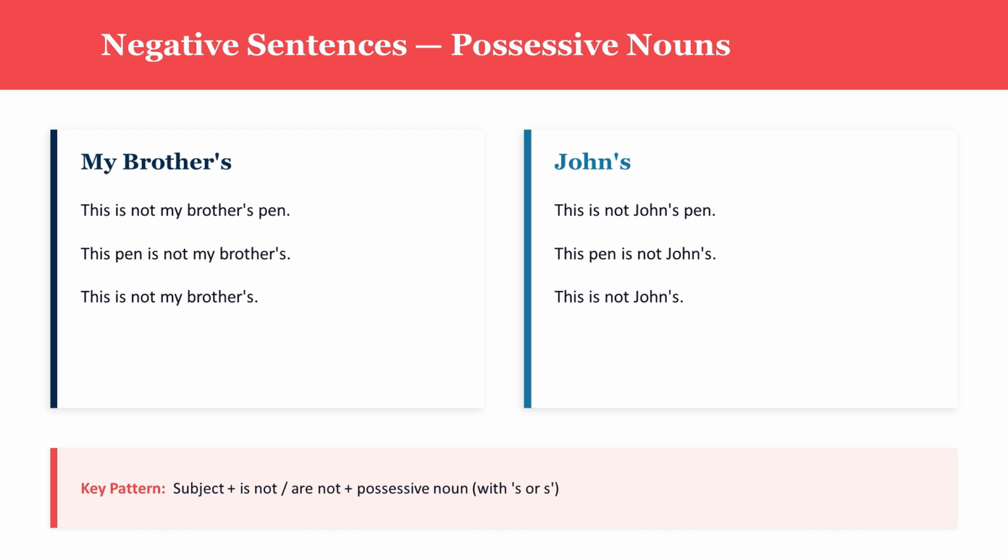For John's, we say, this is not John's pen. Using the pronoun form, this pen is not John's. Or simply, this is not John's. The key pattern to remember is subject followed by is not or are not, followed by the possessive noun with apostrophe s or s apostrophe.